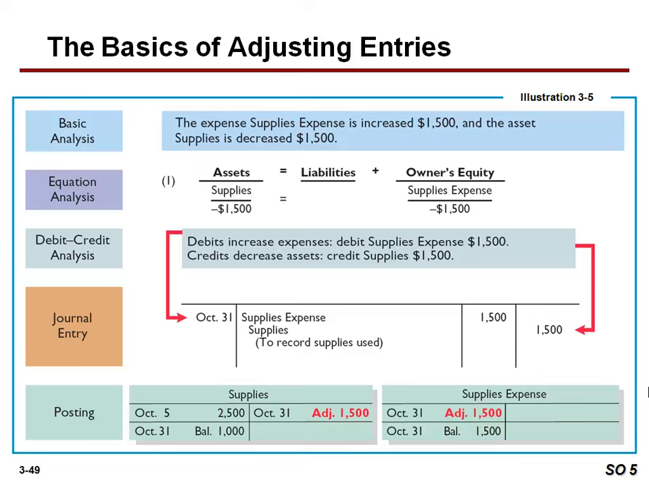Again, we've affected a balance sheet account. The supply account shown at the bottom has been reduced from $2,500 down to a $1,000 balance through this adjusting journal entry. And supply expense, an income statement account, has been affected on the right-hand side by increasing expense, or reducing owner's equity position, by $1,500 through the debit entry.